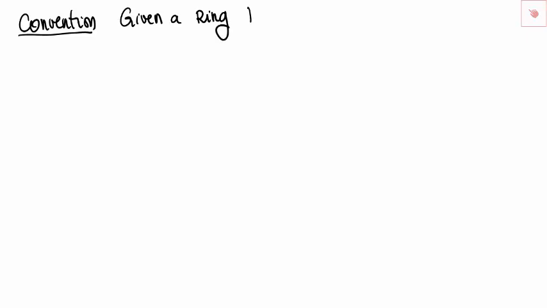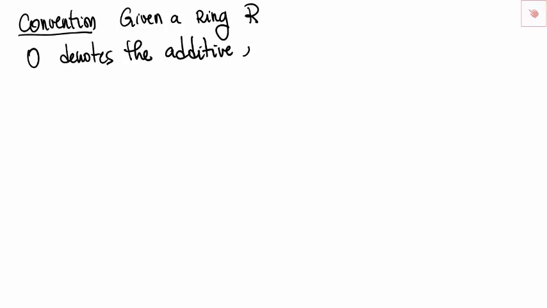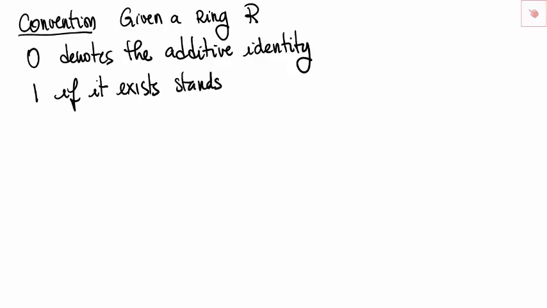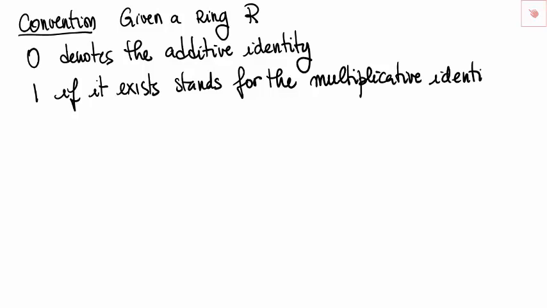Now, this is a convention from here on. Given a ring R, a zero denotes the additive identity. And one, if it exists, stands for the multiplicative identity. Okay, just reminding you again of this fact.